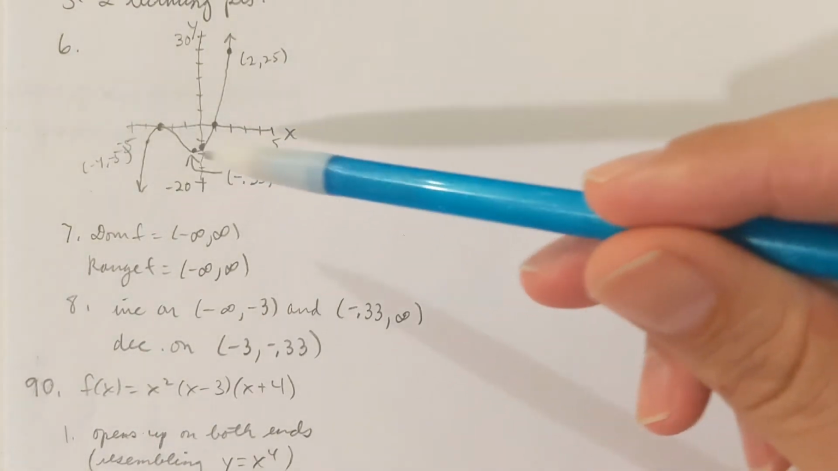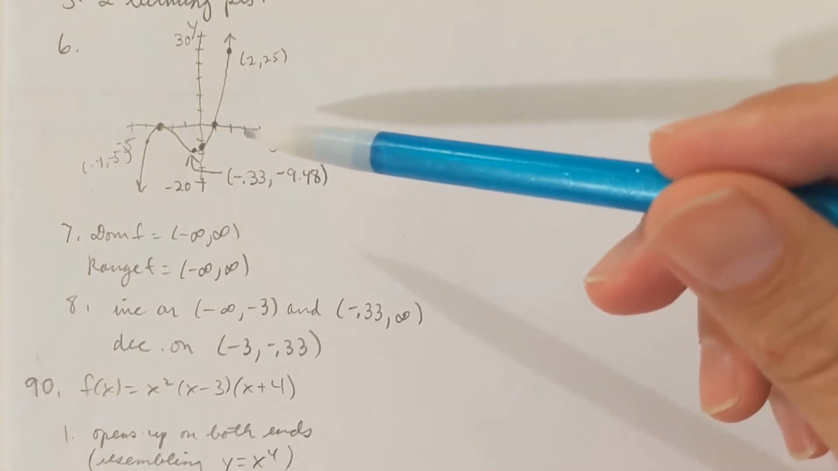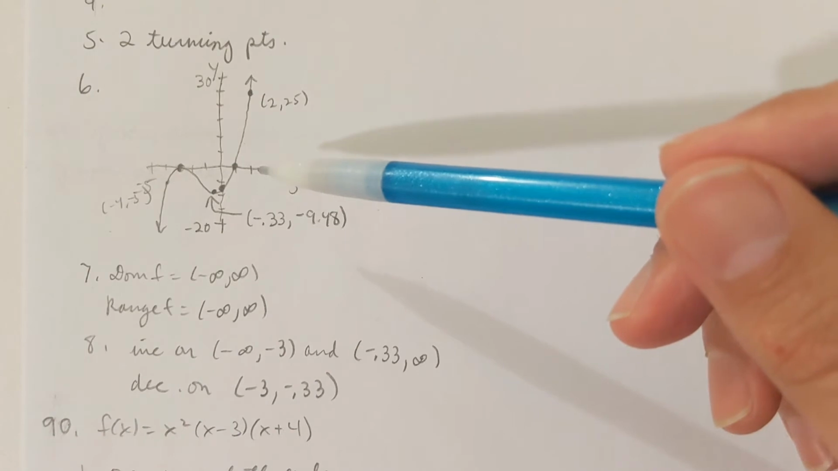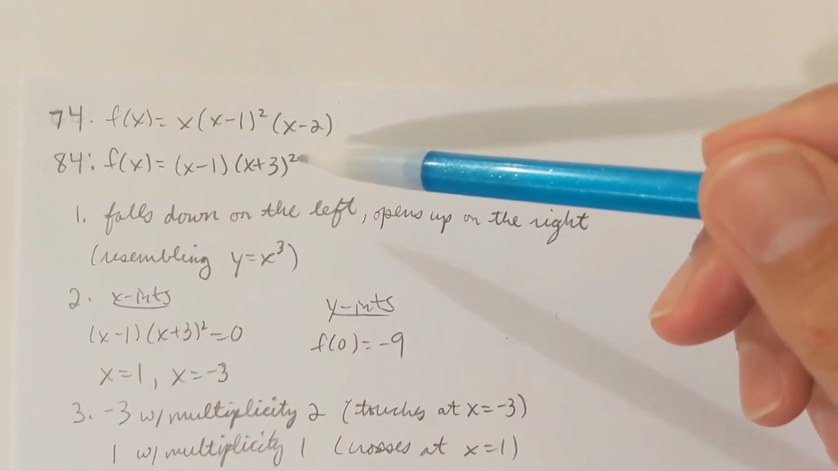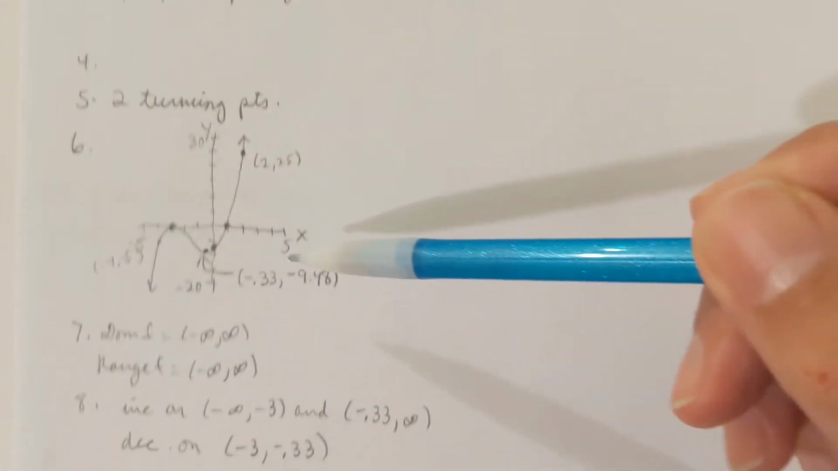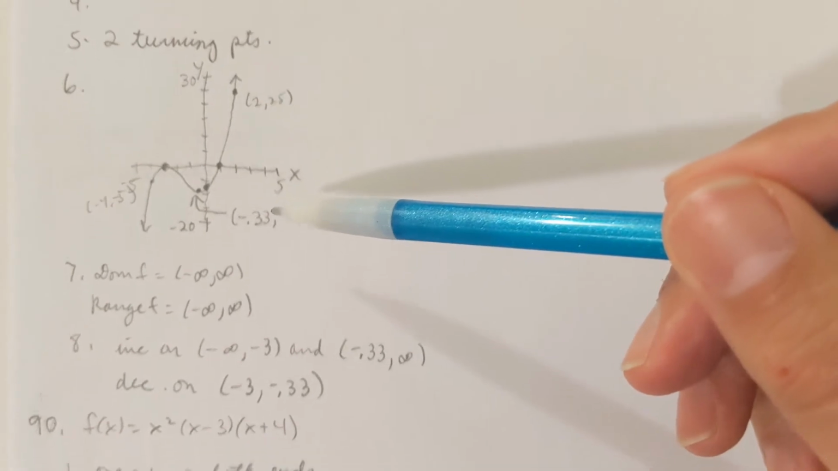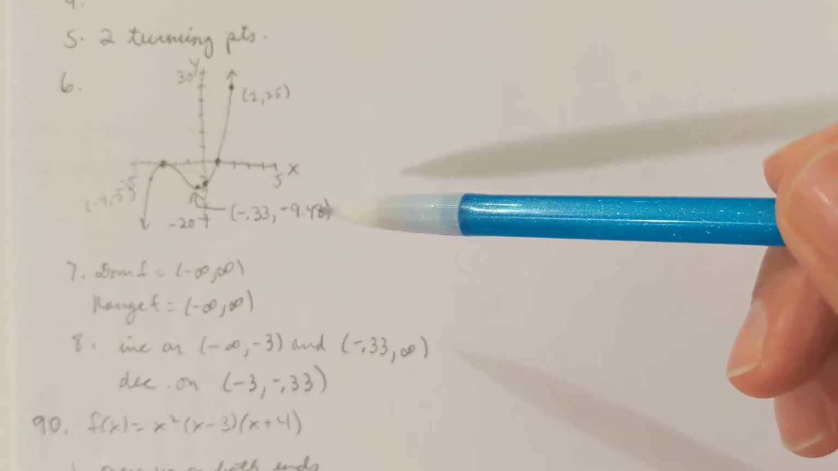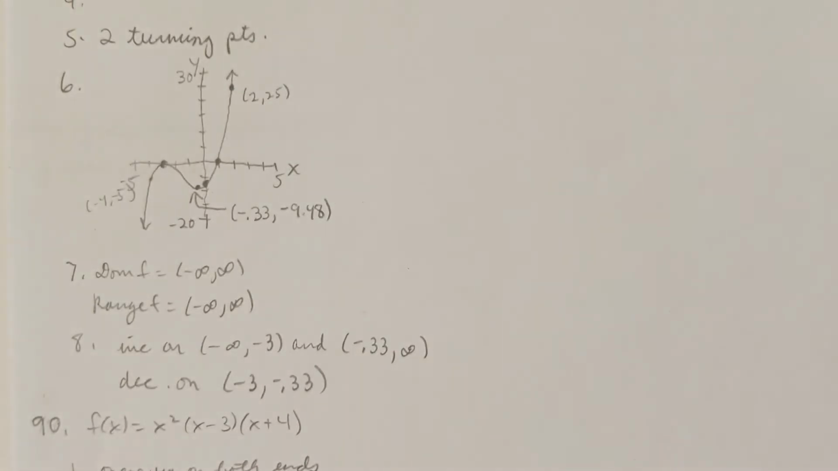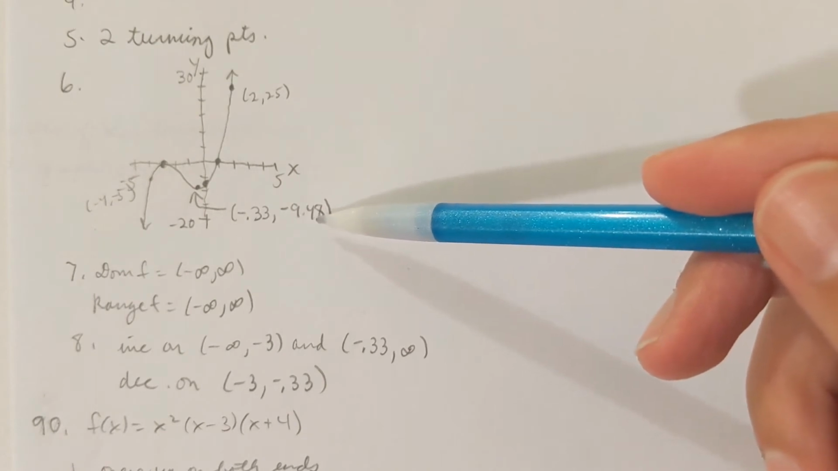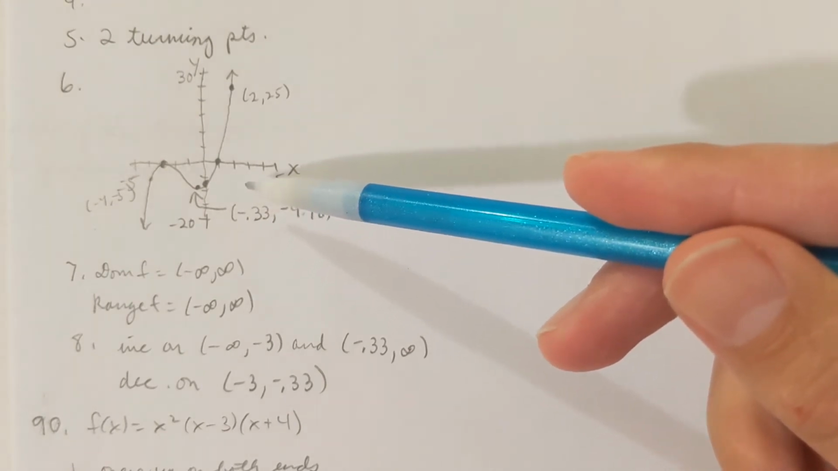And I can plot some more points on this graph, like if x is 1, I get 0. Okay, and if x is 0, I get -1 times 3 squared, which is -9. So (0, -9) is on the graph. Now at -0.33, I don't know if you saw it or not, the y value is -9.48. Okay, and that would be a min, since -9.48 is slightly less than -9.